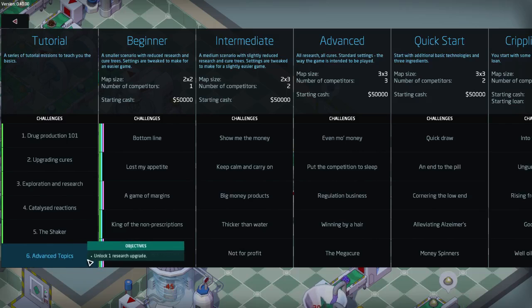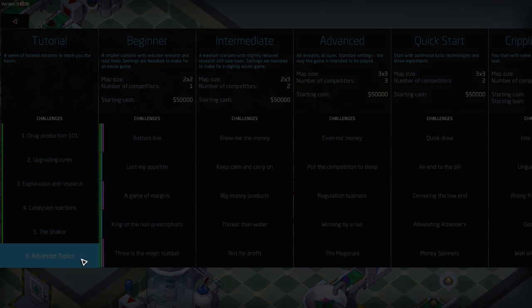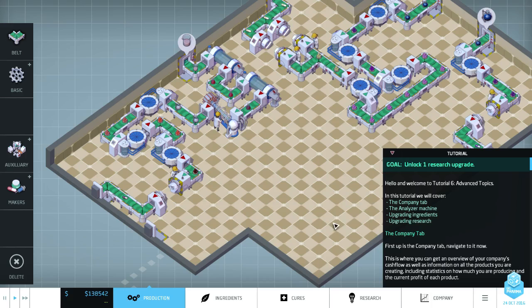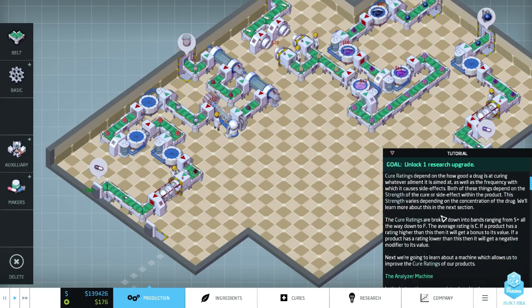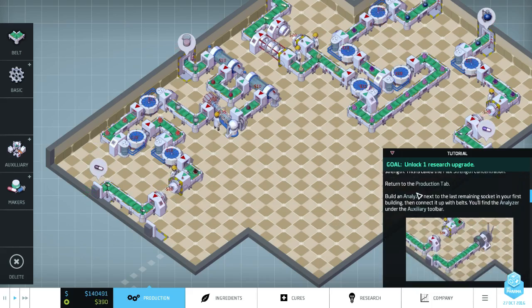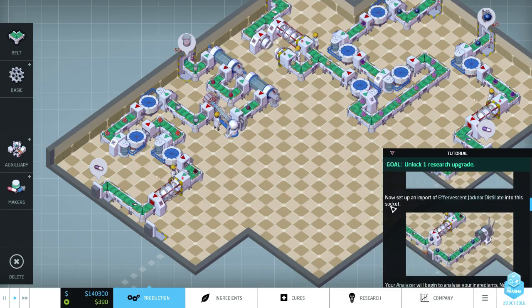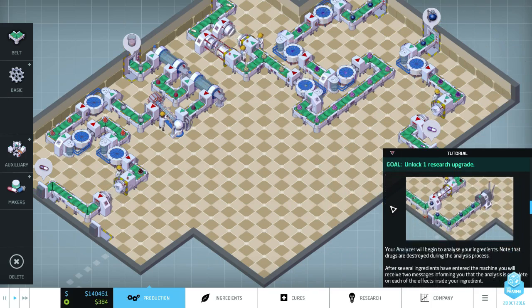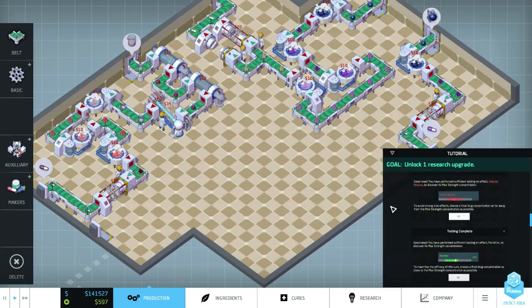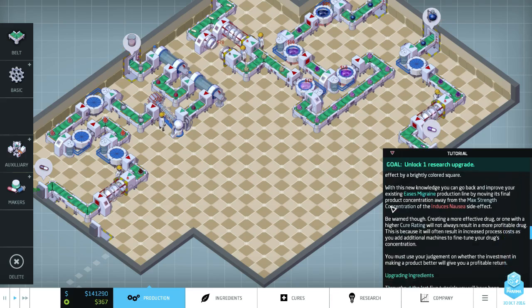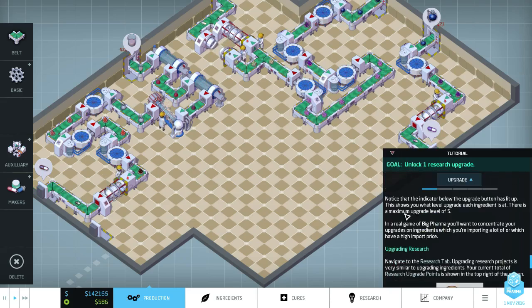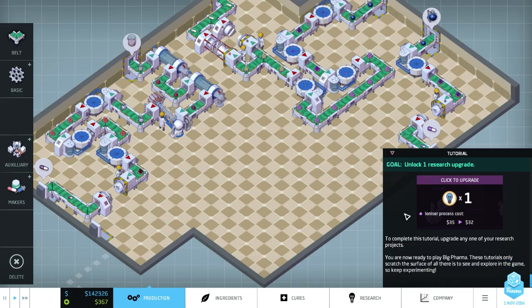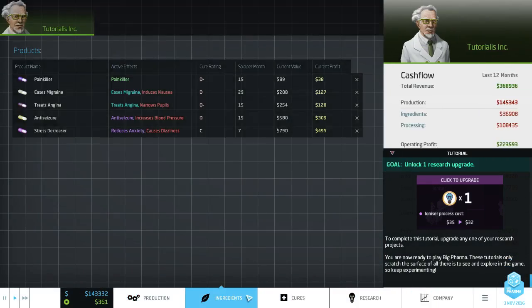Today we're going to cover advanced topics out of the tutorial. We need to research one upgrade apparently. Okay, so that's the company tab. Yeah, most of these things are... Yep, okay, that's fine. Just reading very quickly. Upgrading. Can research upgrades, upgrading research. Oh, it seems easy enough, really.